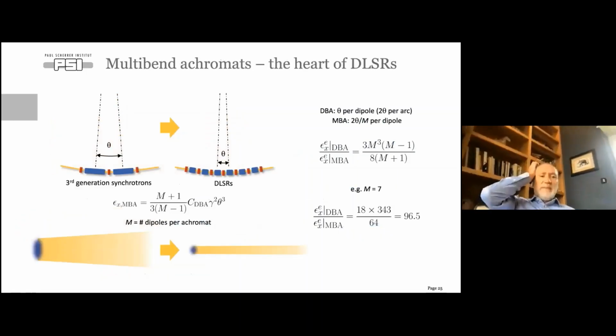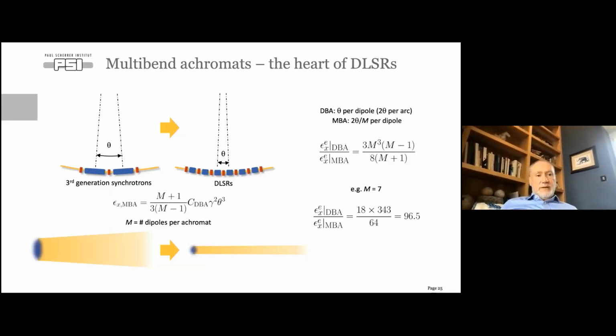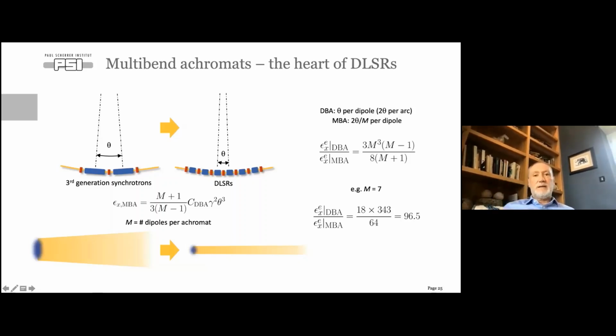Now, how do we actually get this? How do we get a factor of 50 or 100 times improvement in the electron emittance? Without going into the machine physics behind this, I will simply state that this is an electron emittance in the orbital plane of a so-called multi-bend achromat. Let me step back here for a moment.